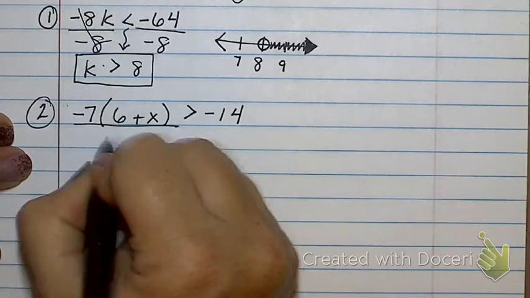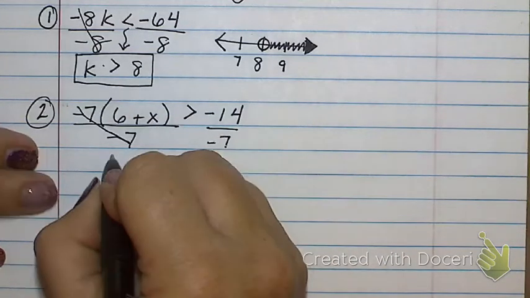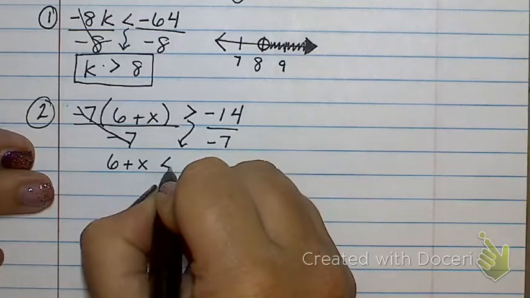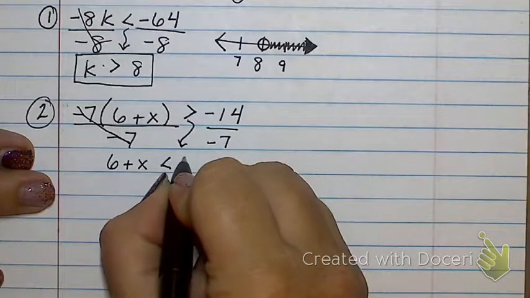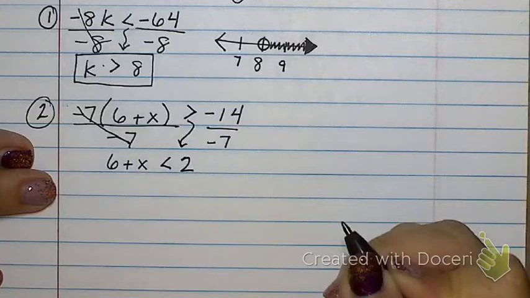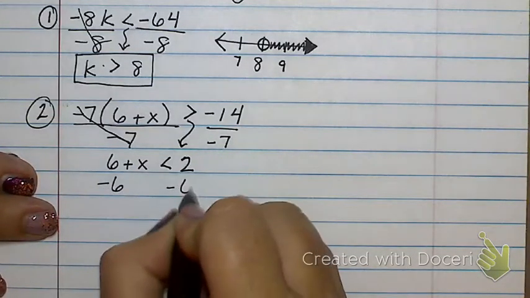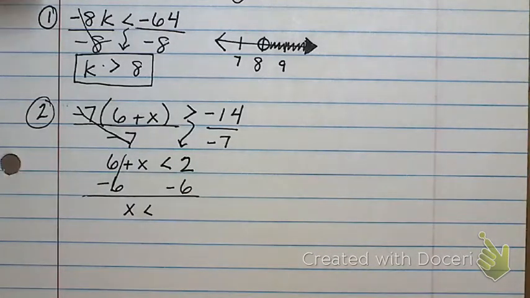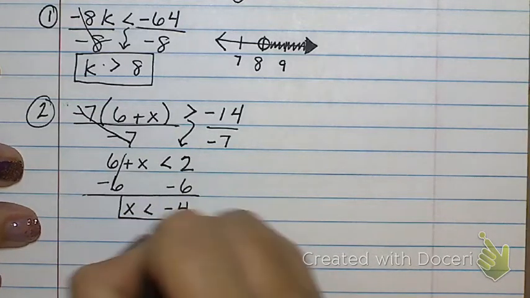If I divide by negative 7 first, that's totally fine, but I need to remember that I'm dividing by a negative number, which means what? My greater than becomes a less than. And then what's negative 14 divided by negative 7? Positive 2. What do I do at this point? Subtract 6. And I have x is less than. Do I switch the sign again there? No, because I'm not dividing or multiplying by a negative. 2 minus 6 is negative 4, so there's my solve part.